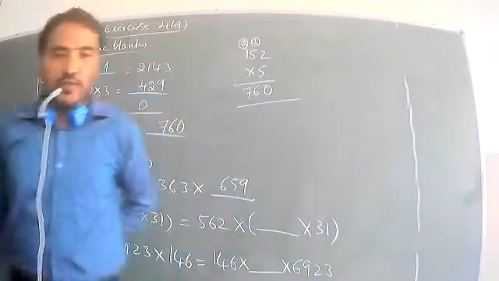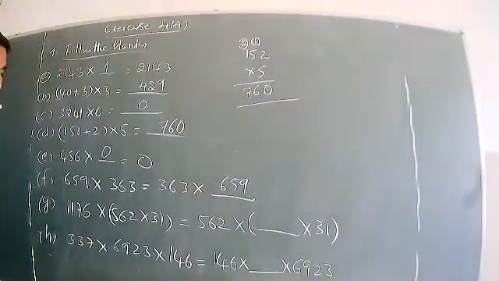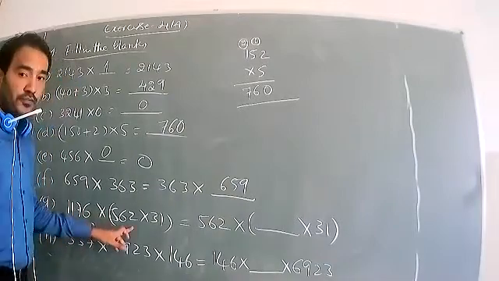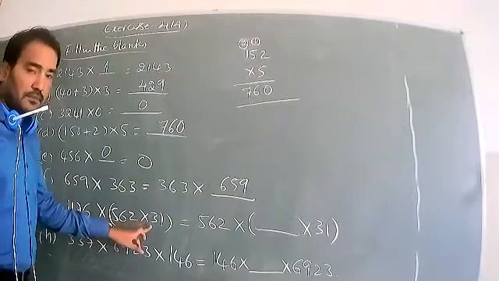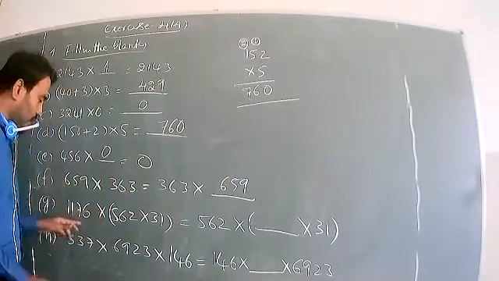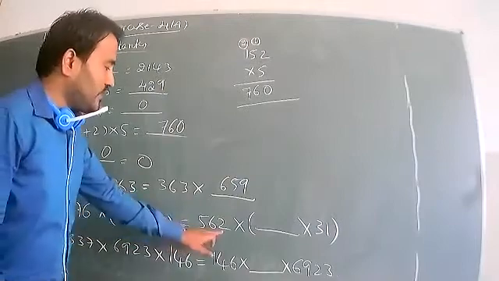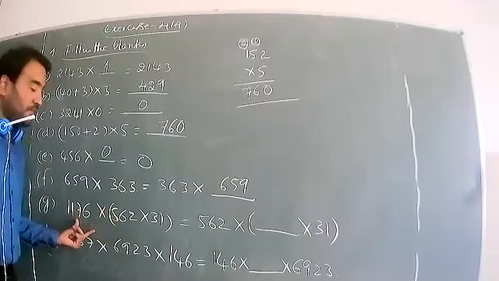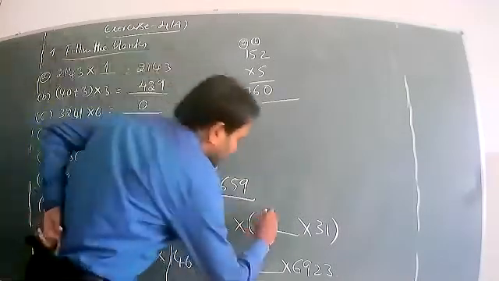Then I will go for, what is the number? Another number. So G1. Okay. 1176 into 562 into 31. Okay. So next, here, grouping the numbers, changing the grouping. Okay. Then 562 into 31 is there. So 562 is there. Which number is missing? 1176.